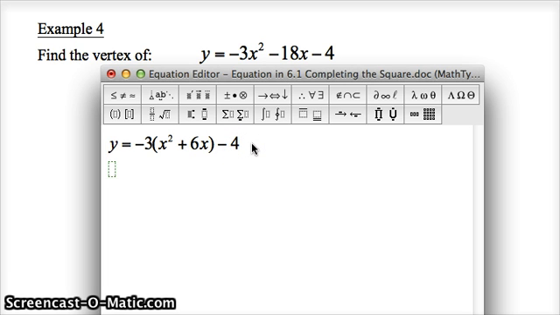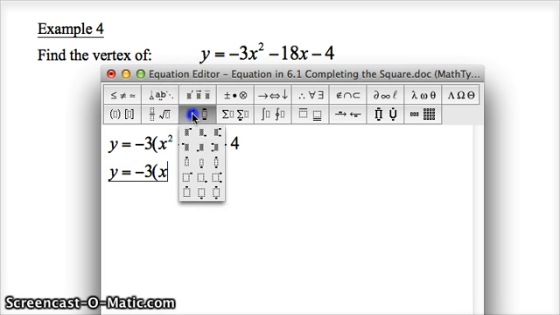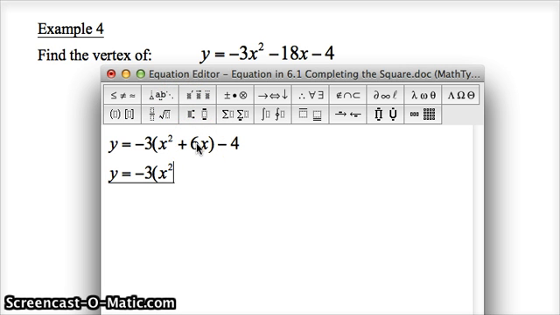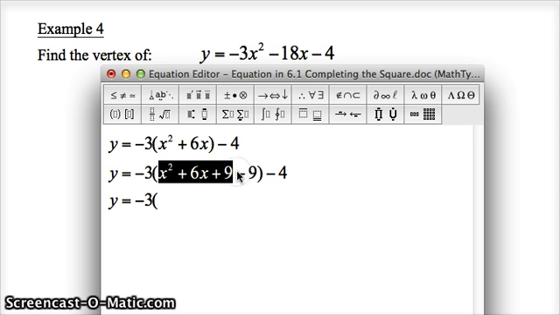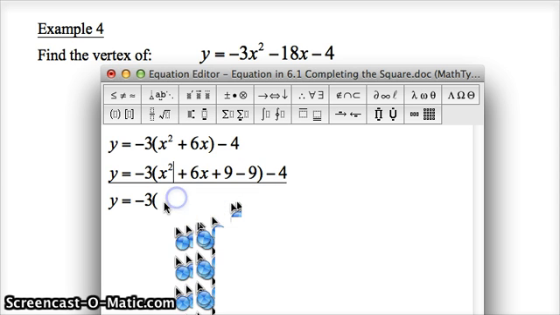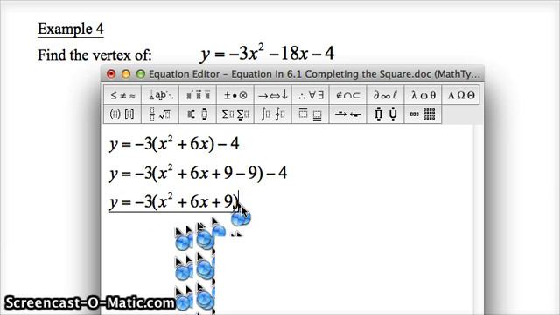So we can see that we're going to have y equals negative 3 x squared, and then plus our 6x, and now we're going to add 9 and subtract 9, and then we still have our minus 4 outside. Next, we need to take our negative 9 out, so when we're actually taking it outside, we're going to multiply by the negative 3. So we have y equals negative 3 bracket, and we're still going to have our x squared plus 6x plus 9. But now, when we take out the negative 3 times the negative 9, we're going to have plus 27. Again, that's from the negative 3 times the negative 9. And then our minus 4 still remains.